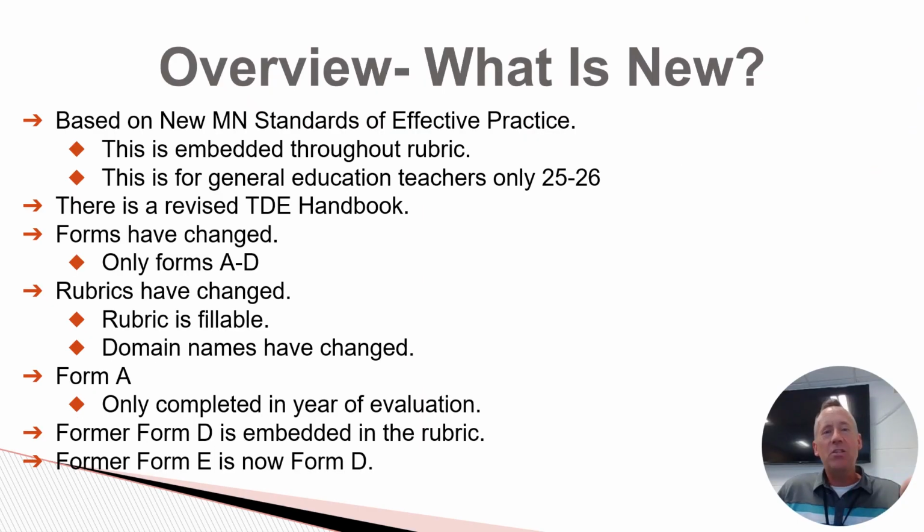All right, well, so what's new? I'm not going to read this whole slide to you, but I am going to highlight a few things. First of all, you're going to notice that there are no longer forms A through E. They've reduced it down to just forms A through D. The second thing you're going to notice is that in the appraisal standards, it's in PDF format now, and it's fillable. The other part you're going to notice is that with Form A, you only have to complete that during your evaluation year. They used to have you do it all 3 years. And then Form D is now embedded inside the rubric.